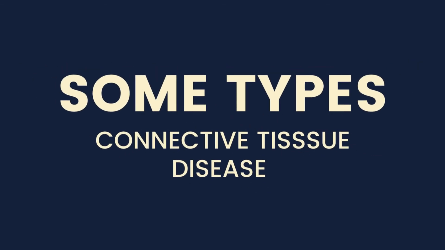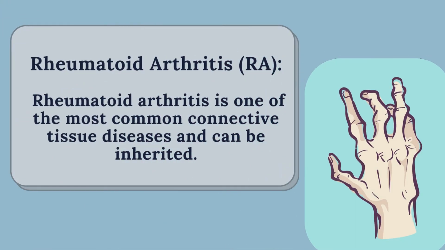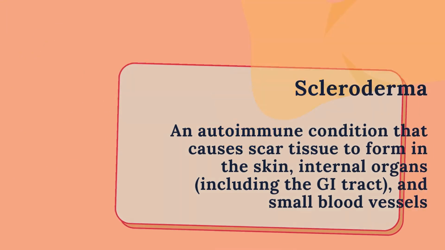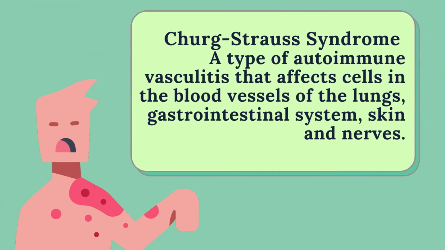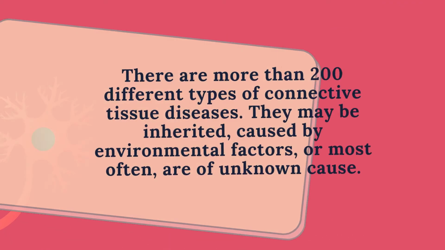Let me give you some types of connective tissue disease. First is rheumatoid arthritis, the most common connective tissue disease. Second is scleroderma, an autoimmune condition that causes scarring. Third is Churg-Strauss syndrome, a type of autoimmune vasculitis. Other than those three, there are more than 200 different types of this disease.